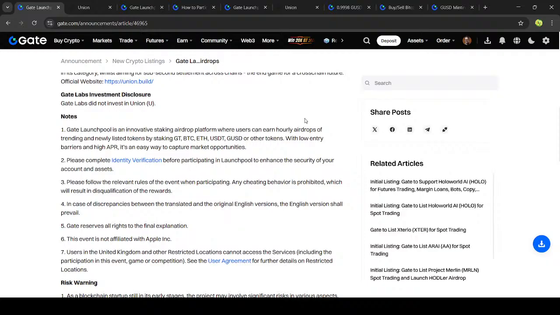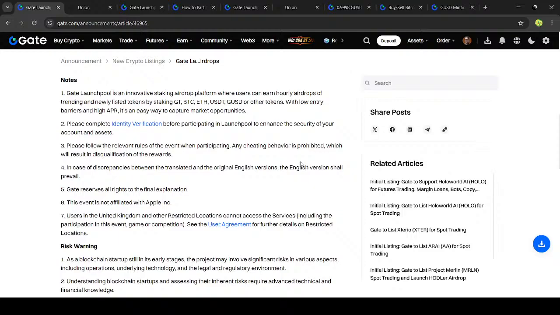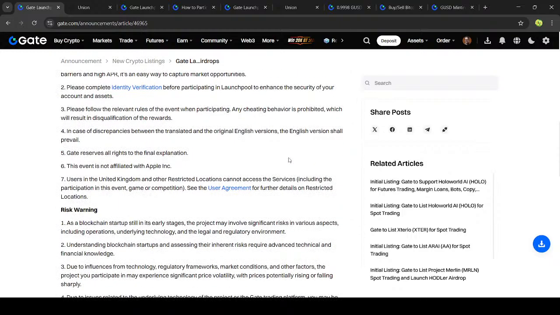So please complete identification before participating in the launch pool, and this enhances the security of your account and assets. Please follow the rules of the event when participating. Any cheating behavior and profit will result in disqualification of the reward.